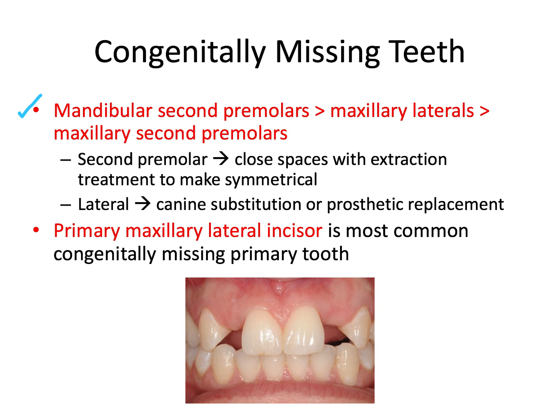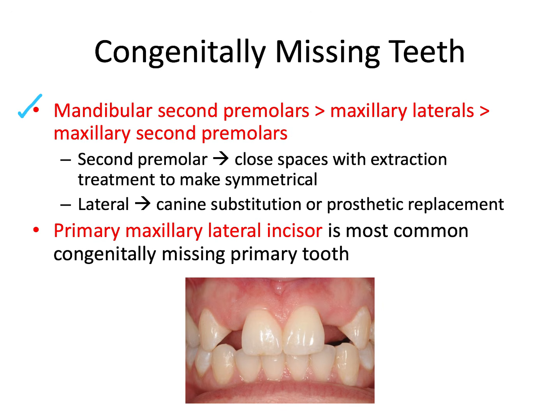But sometimes if they're missing, say, both second premolars, or they're missing all 4 second premolars, it might be really difficult to try to mesialize those molars and close that space. Sometimes you have to, if the patient's up for it, prepare for 4 implants or bridges or some sort of prosthesis to replace those missing teeth.